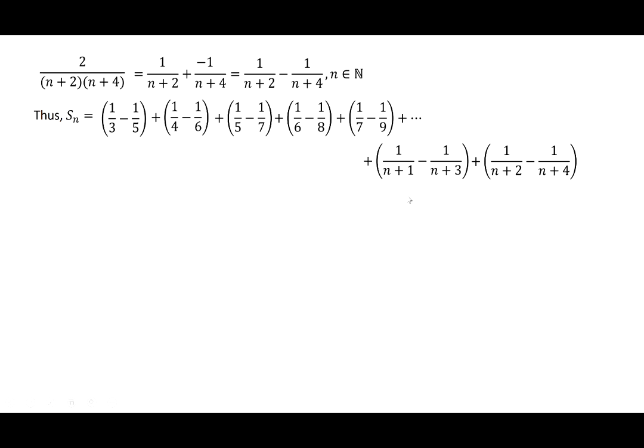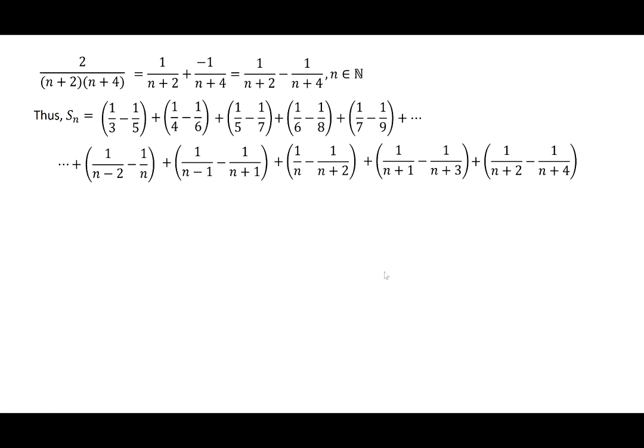And the one before that? Well, keep decreasing this one. n plus 2, n plus 1, n. So 1 over n minus 1 over n plus 2. Then 1 over n minus 1, minus 1 over n plus 1. And so on. So far, did it make sense? I know we went through quite a few steps, but please absolutely make sure that you understand this part.